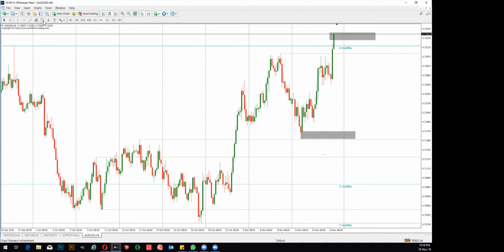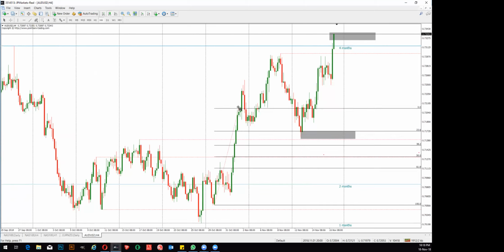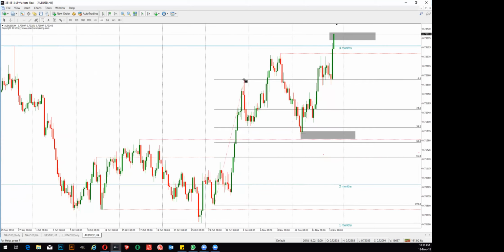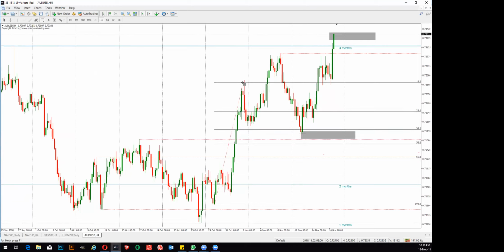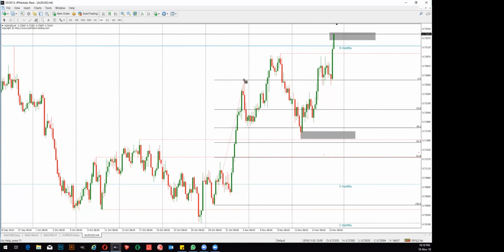The ones that I use are from ICT. I use the ICT Fibonacci levels. So, for instance, on AUDUSD, let's look at the week from 29 October to 2 November. If I put my Fib levels here, from the lowest point to the highest point of that week, you see, the lowest point to the highest point of that week.